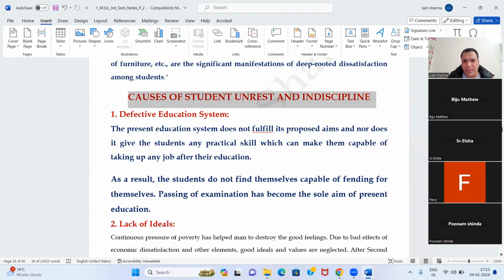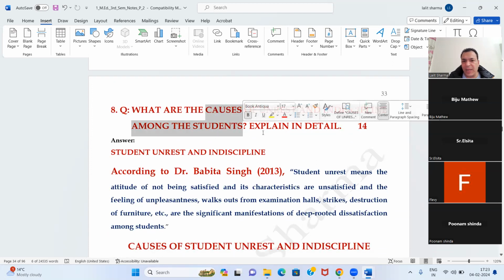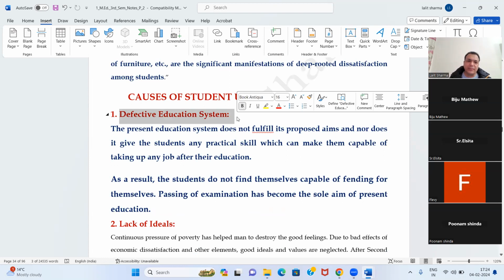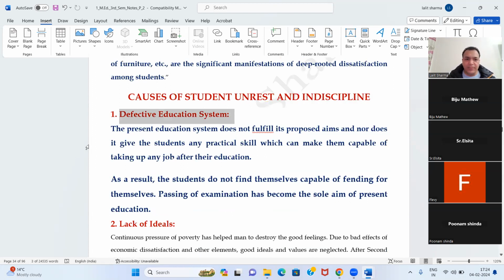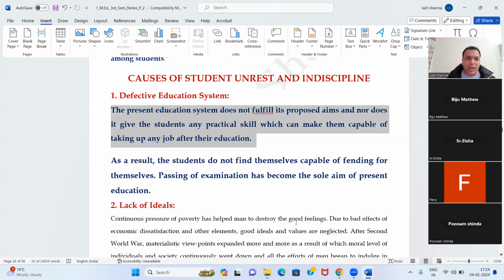अब ये देखो, ये causes हैं, causes ही पूछा ना इसने questions में. ये देखो, causes of unrest and indiscipline. ठीक है, explain in detail. अब ये सारे causes हैं. Defective education system, हमारा education system ही defective है. ठीक है ना, that's why new education policy आई है, right? ये देखिए, the present education system does not fulfill its proposed aims, and nor does it give the student any practical skill which can make them capable of taking up any job after their education.